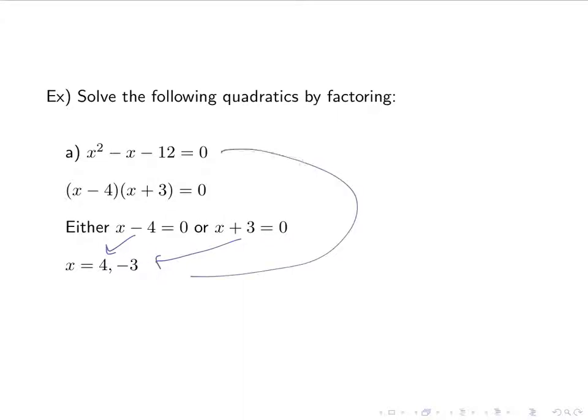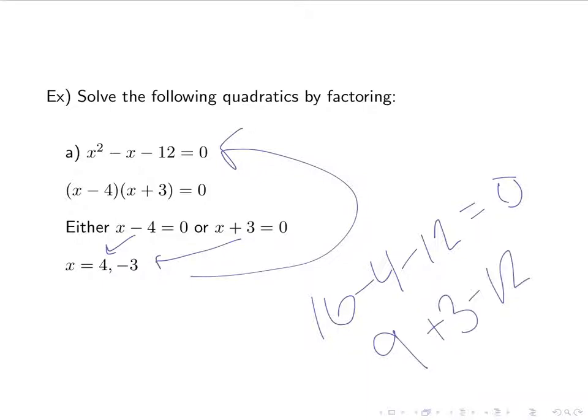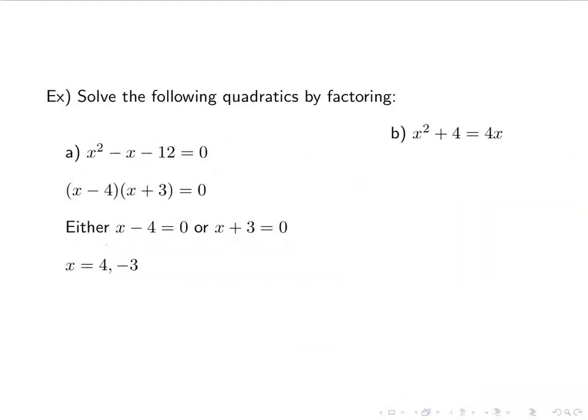I can always go back and plug them in and double check it. If I plugged 4 in, I'd have 16 minus 4 minus 12, and that does equal 0. If I plugged in negative 3, I would have 9 plus 3 minus 12, which does equal 0. That's a 12 right there. So you can always go back and double check.